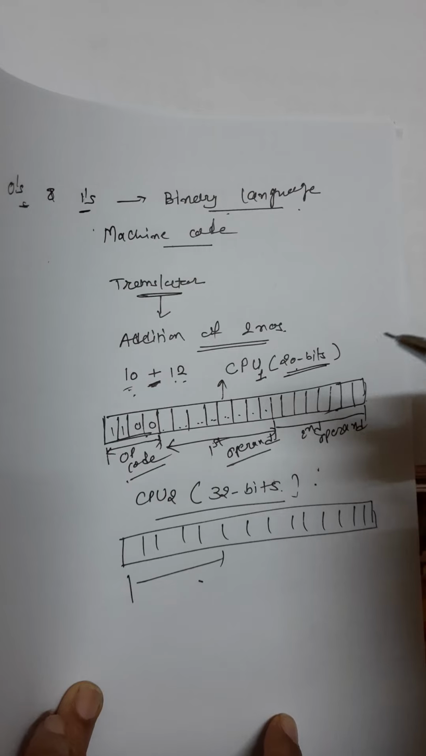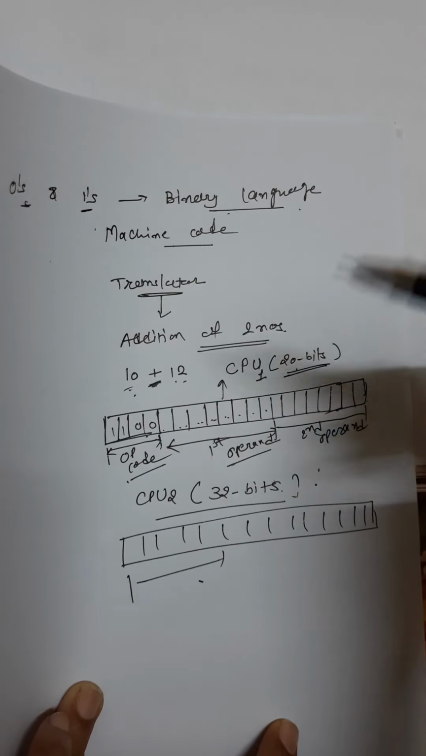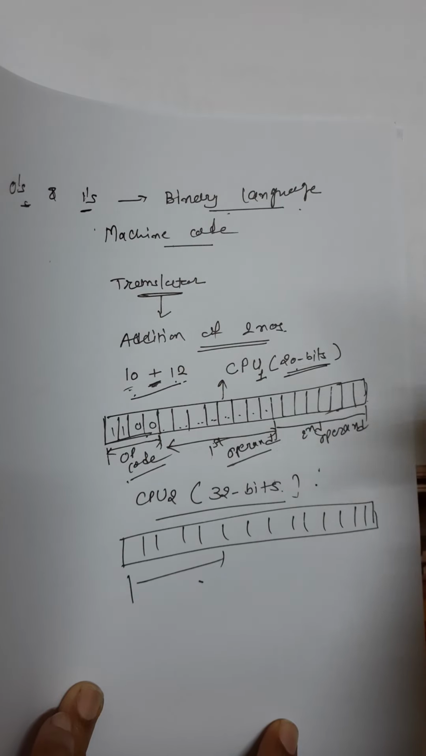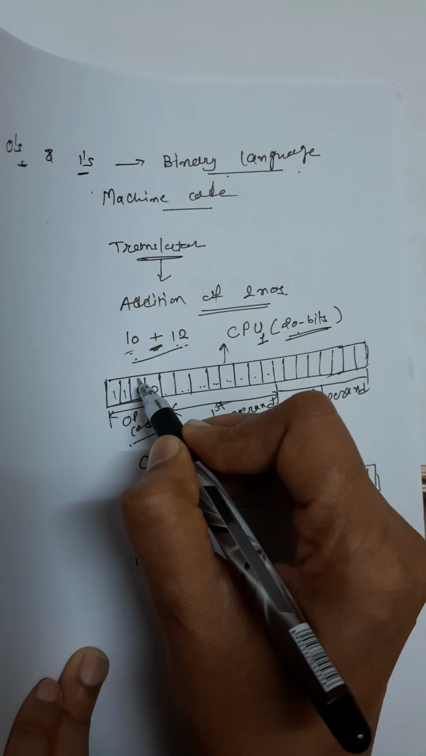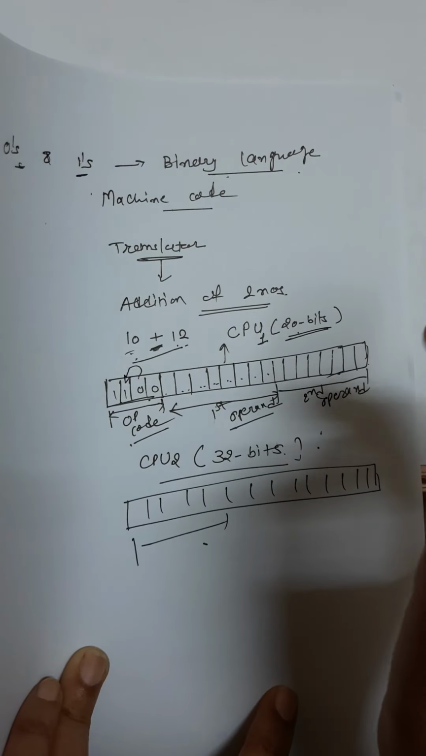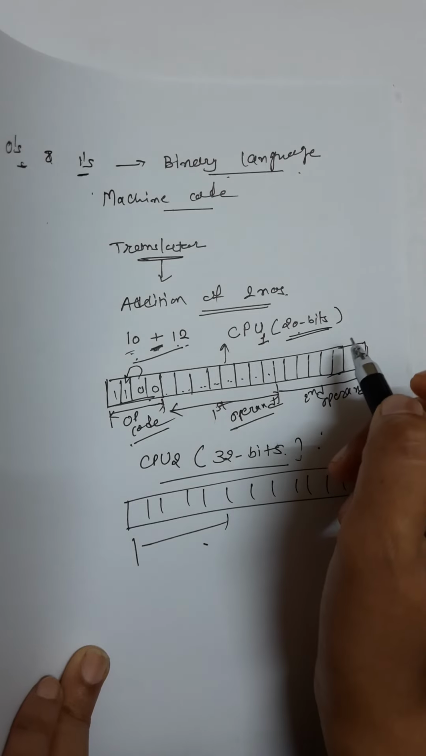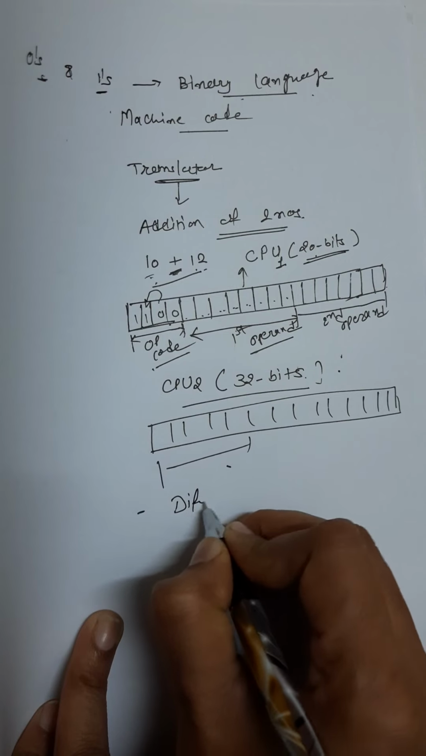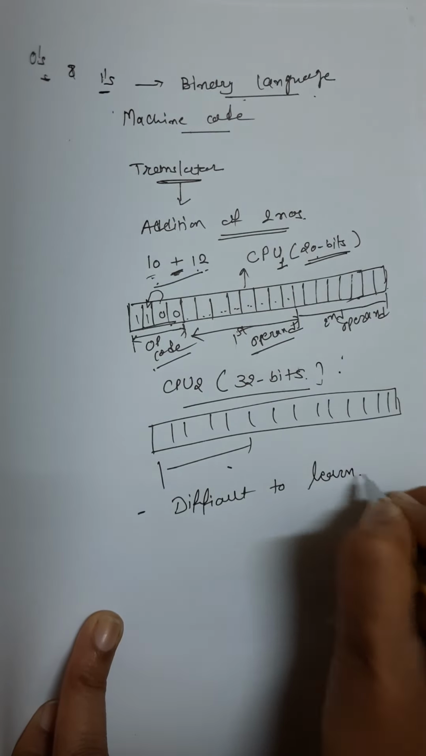So just to execute this particular program, we have to change the entire code. Also, any misplacement of a single bit will give you an incorrect result. And that is why binary language is very difficult to learn.